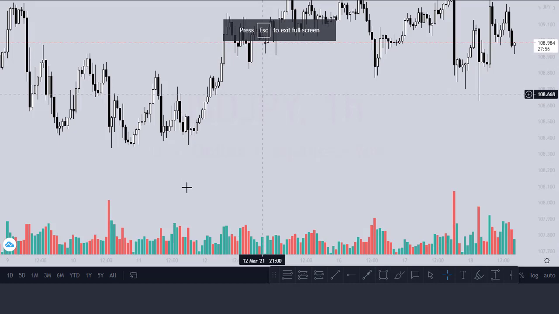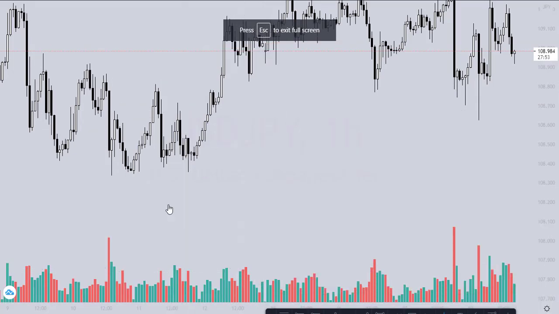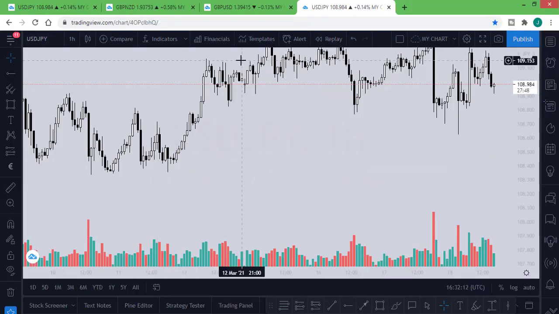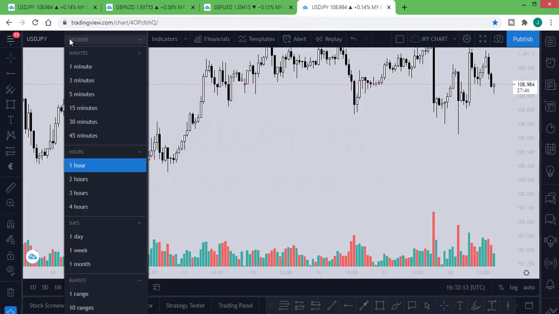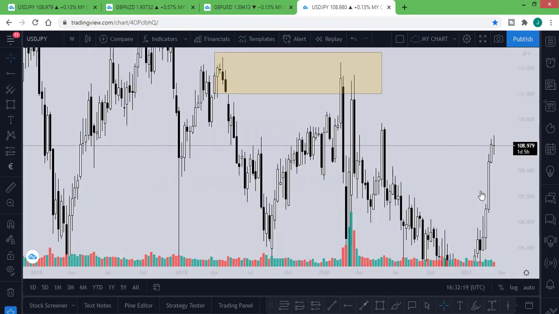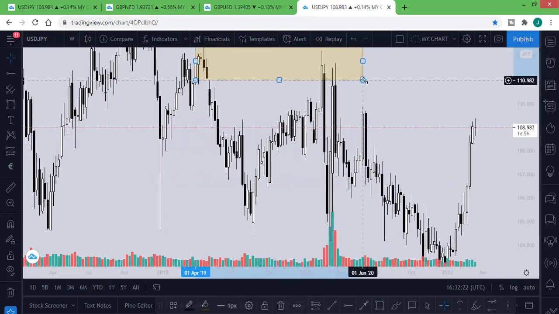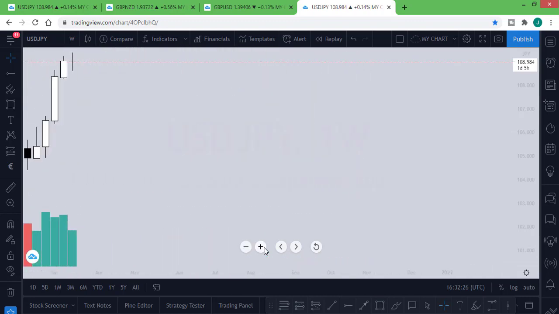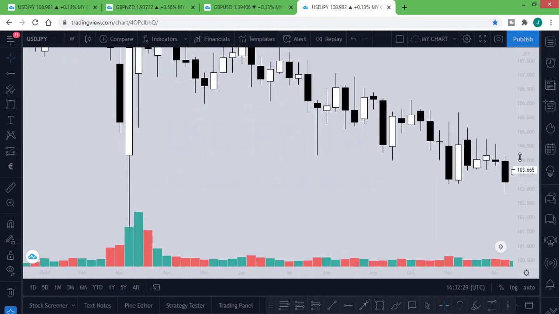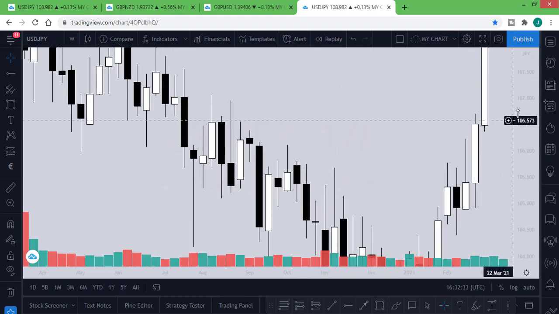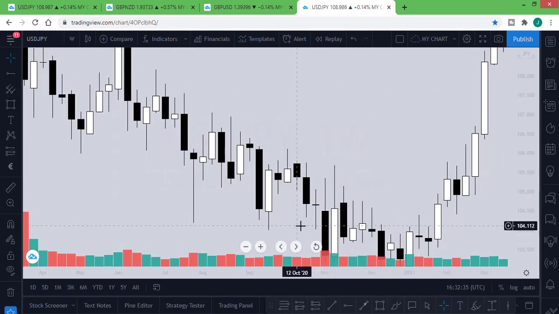Let me use a simple example here on USD JPY, and I hope that you're going to get the idea of what I'm talking about. This is a weekly time frame structure, and let's focus on the latest trend we have before market makes a reversal.